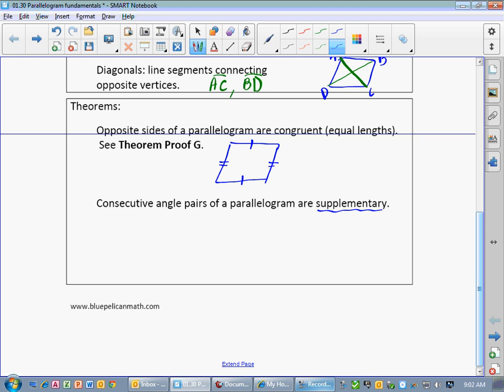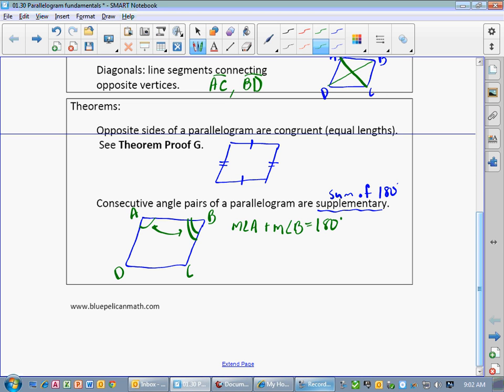They add up to 180, right? So the sum is 180 degrees. And so if we draw a parallelogram, I'll just call the angles A, B, C, and D. Angle A and angle B aren't congruent. They're not the same. Instead, together, they add up to 180. So the measure of angle A plus the measure of angle B is 180.